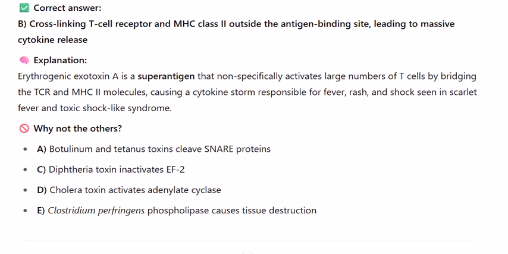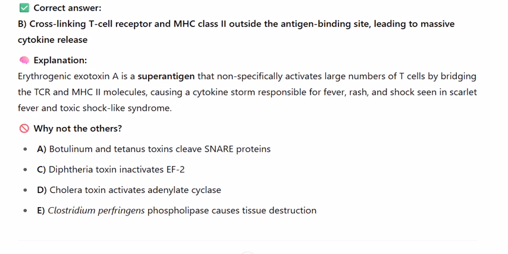Explanation. Erythrogenic exotoxin A is a superantigen that nonspecifically activates large numbers of T cells by bridging the TCR and MHC II molecules, causing a cytokine storm responsible for fever, rash, and shock seen in scarlet fever and toxic shock-like syndrome. Why not the others?